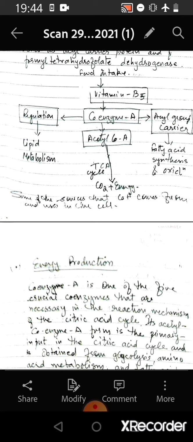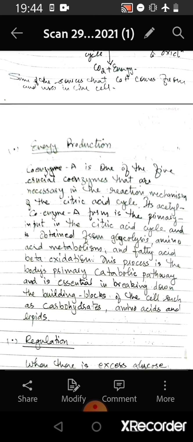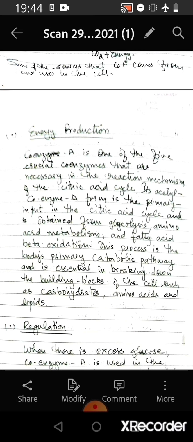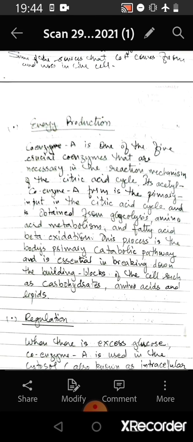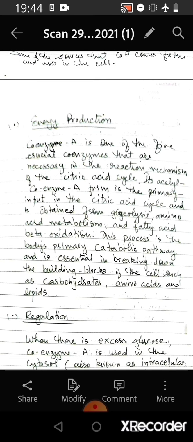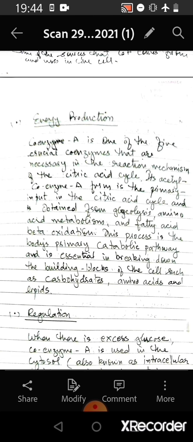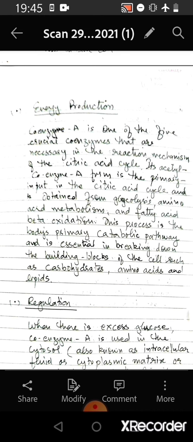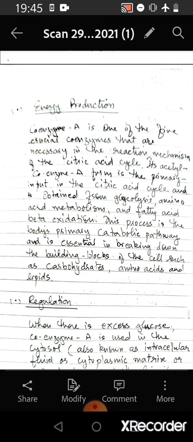Then we come to the energy production by coenzyme A. Coenzyme A is one of the 5 crucial coenzymes that are necessary in the reaction mechanism of the citric acid cycle. Its acetyl coenzyme A form is the primary input in the citric acid cycle and is obtained from glycolysis, amino acid metabolism, and fatty acid beta oxidation. This process is the body's primary catabolic pathway and is essential in breaking down the building blocks of the cell such as carbohydrates, amino acids, and lipids.